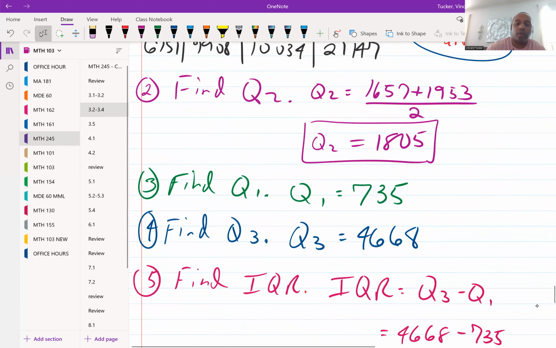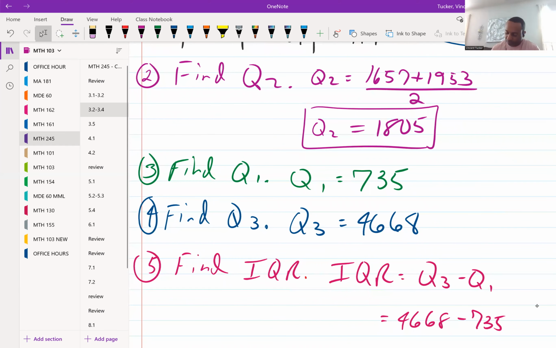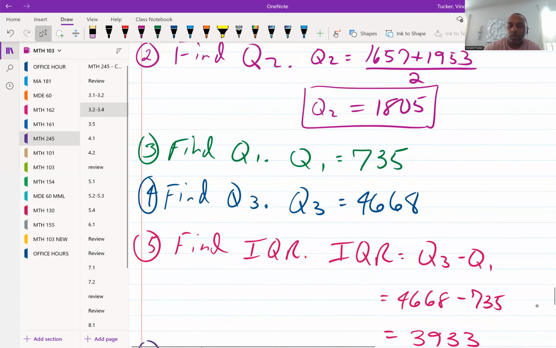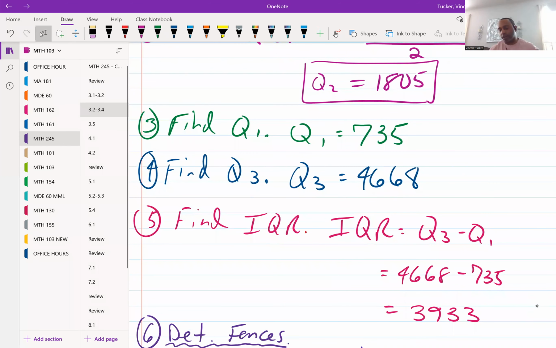Step 5, find your IQR. It's Q3 minus Q1. Oh, I'm sorry, I didn't go up far enough. That gives us 3933.